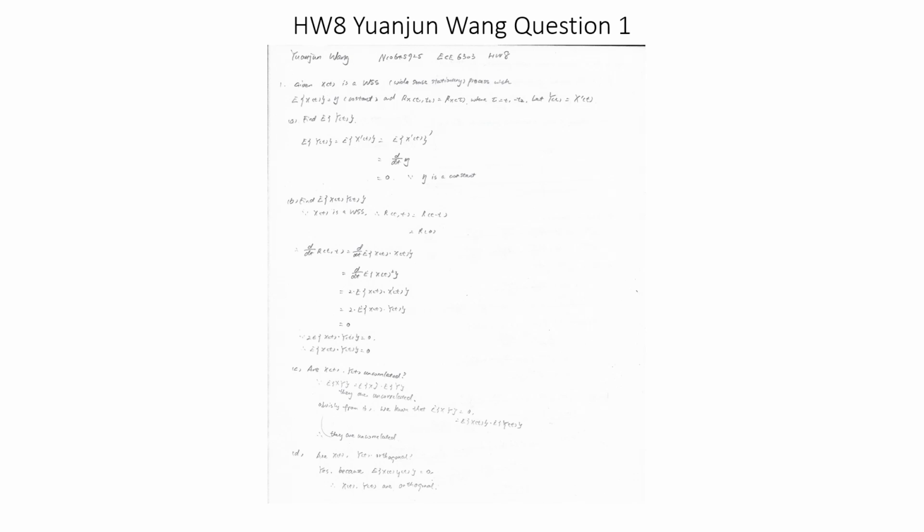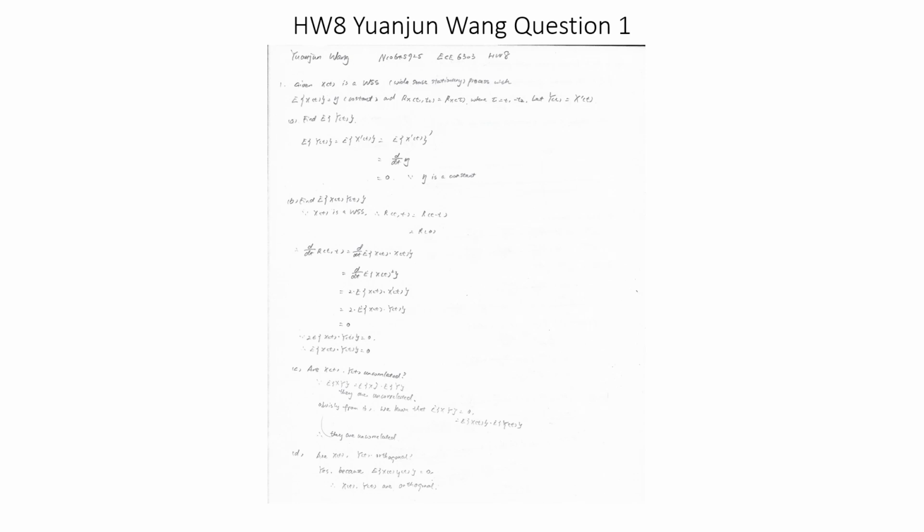Homework 8, question 1. The question tells us that x of t is a WSS, a wide-sense stationary process, with the E of x of t equal to eta, which is a constant, and R of x, t1, t2 is going to be equal to Rx of tau, where tau is equal to t1 minus t2. Also, let y of t equal the derivative of x of t. A, find the E of y of t.